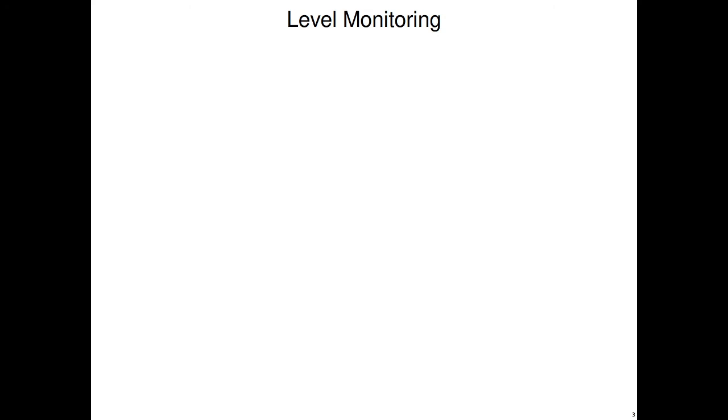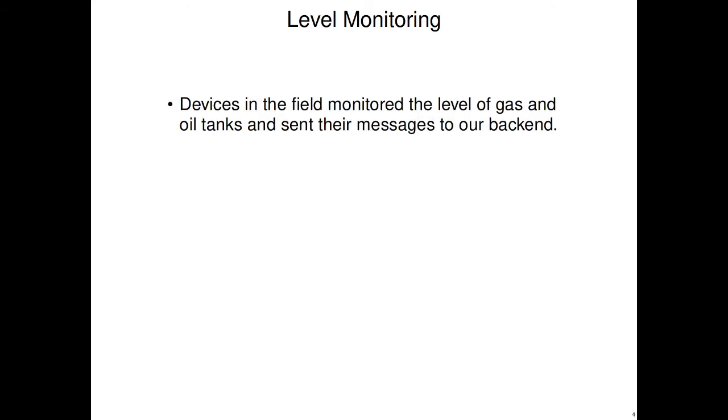For the commercial applications, I'd like to highlight two of them. The first one is for level monitoring. A customer of ours has several devices in the field that monitor the level of gas and oil tanks and send their messages to our backend. This was done by text messages and GPRS.